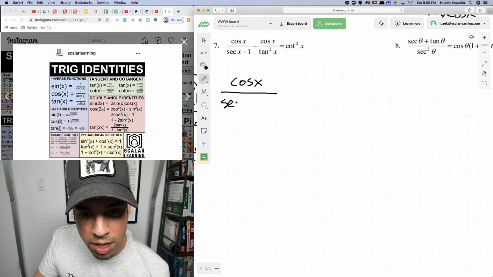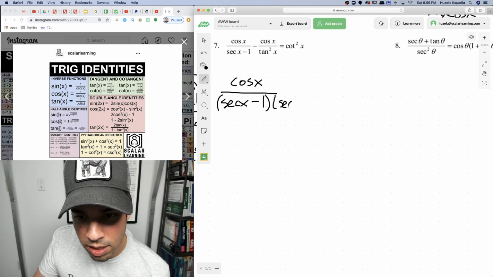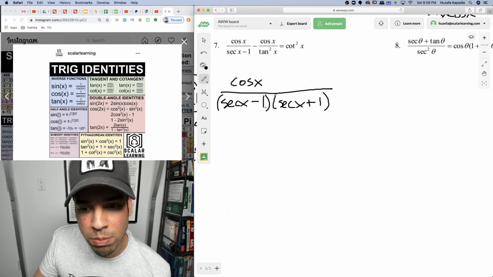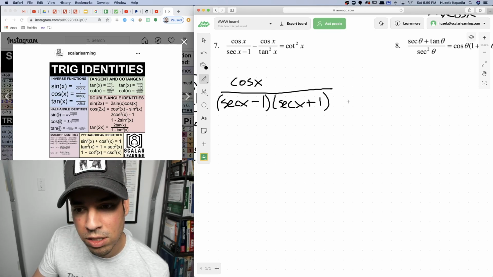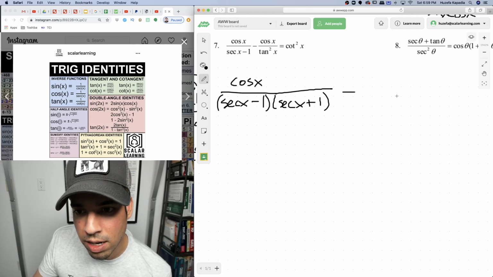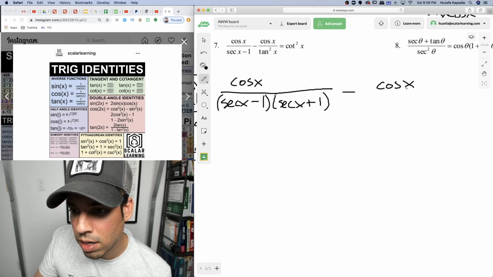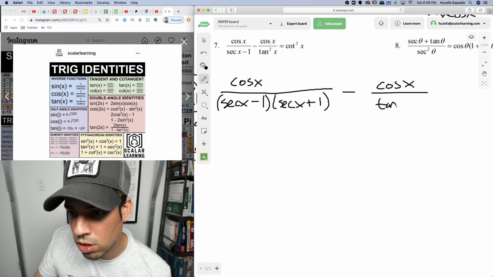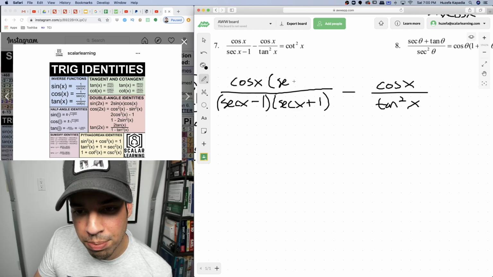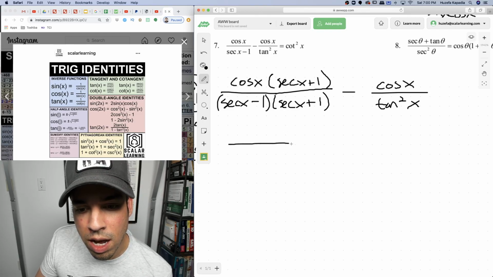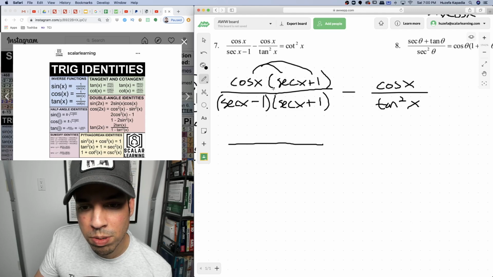If I multiply secant x minus 1 times secant x plus 1, like this, I'm going to get secant squared x minus 1. It's a nice difference of squares. And I'm going to leave that alone for now. Cosine of x over tangent squared of x. But I have to also remember to multiply the top here by secant x plus 1.